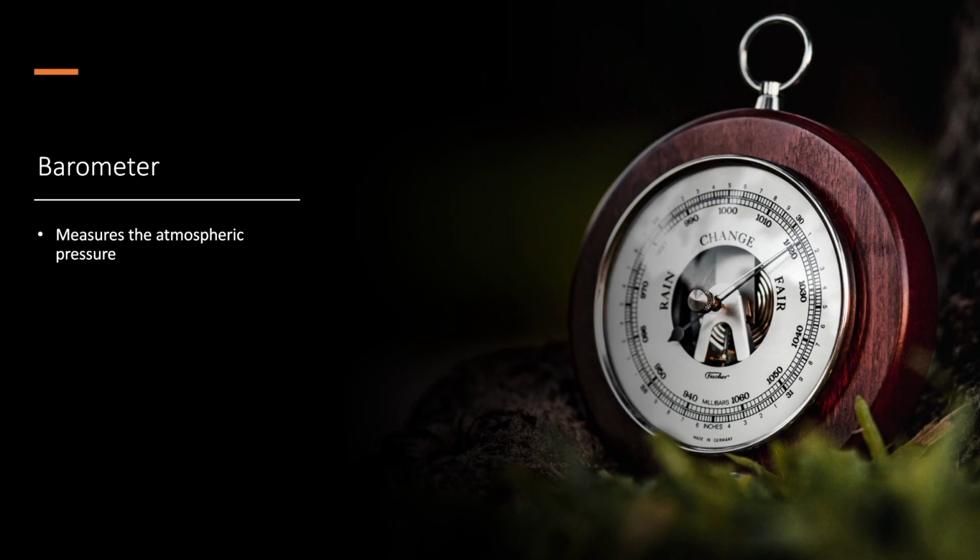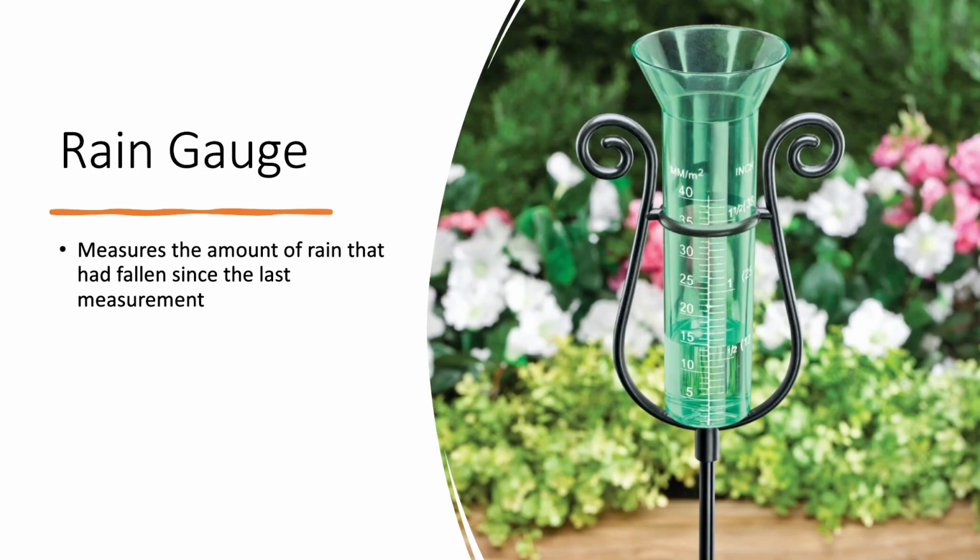Let's talk about a barometer. It measures the atmospheric pressure. We also have a barometer. We put it in our sunroom so that we can measure the atmospheric pressure. And we can know if it's fair weather, if the weather is changing, or if we have rain coming, with some millibars.